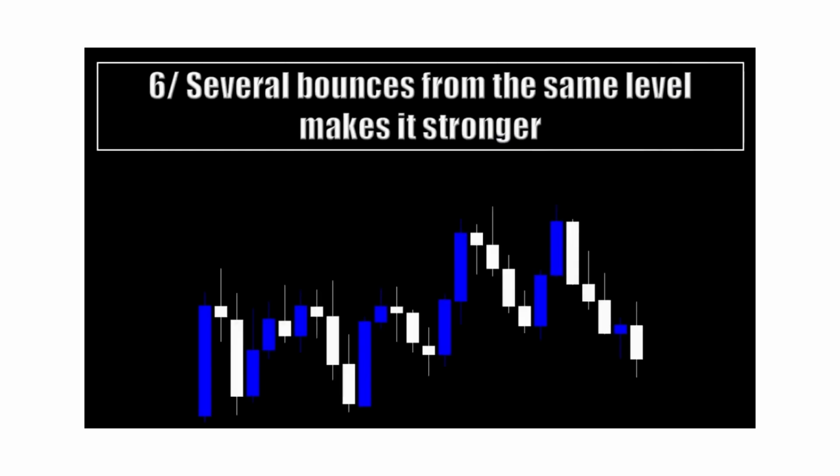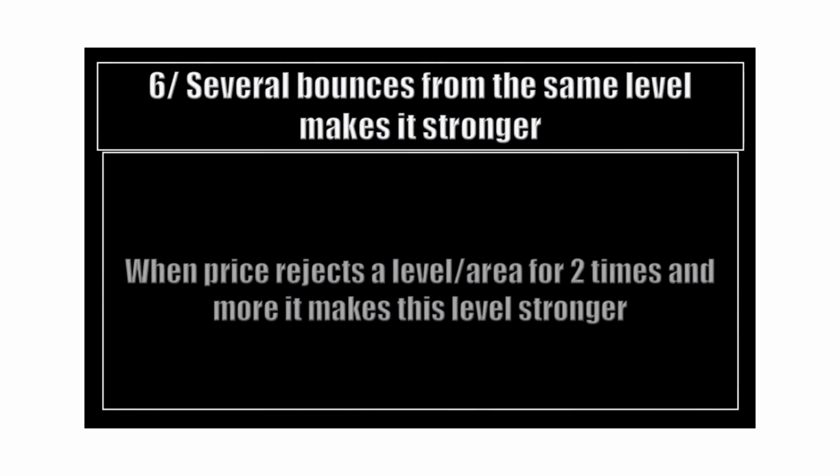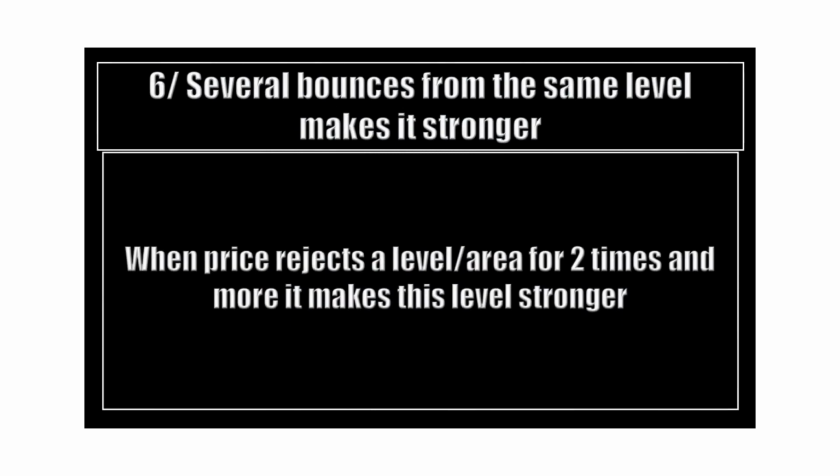Sixth, several bounces from the same level makes it stronger. When price rejects a level or an area 2 times or more, it makes this level stronger.